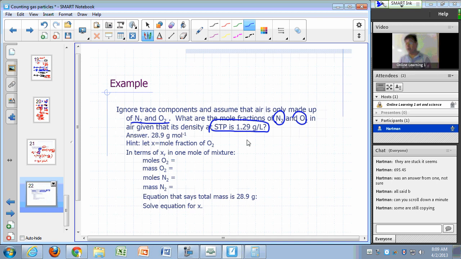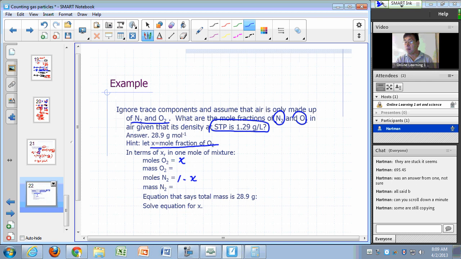Okay, and that's assuming everything else in the air is negligible. It's primarily made up of nitrogen and oxygen. And the way you would do this, you do a little algebra, you say, let's say you have a mole of mixture, okay, and let's say the mole fraction of oxygen is X. So if you have 1 mole of mixture, then moles of oxygen would be X, right? And the moles of nitrogen would be 1 minus X.